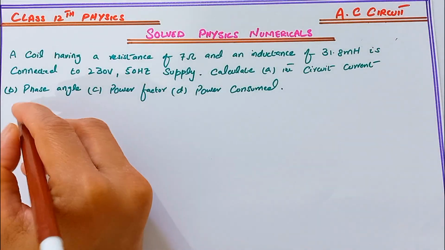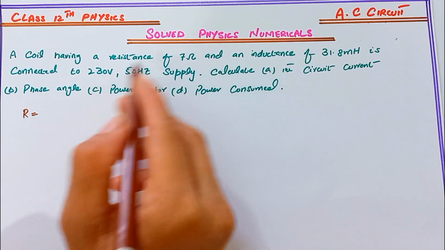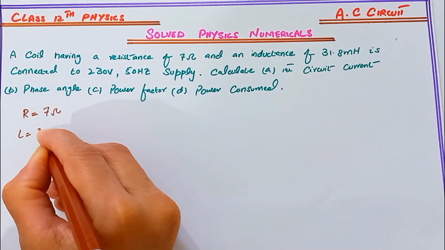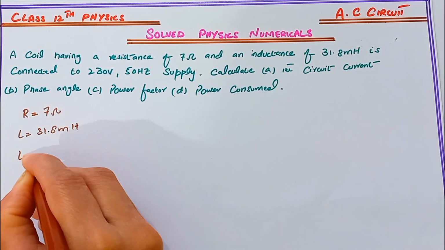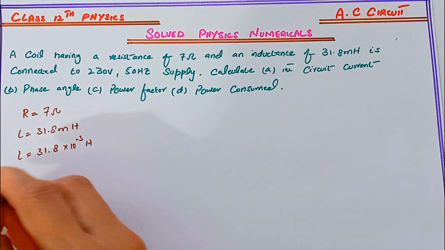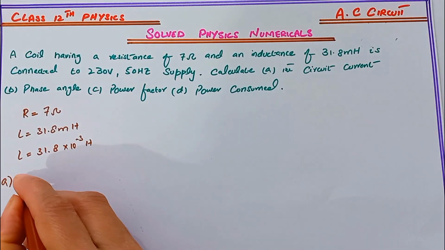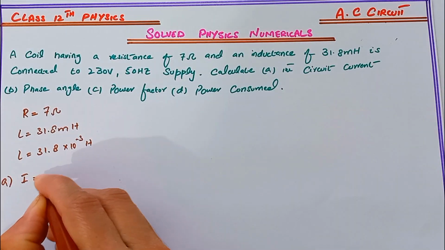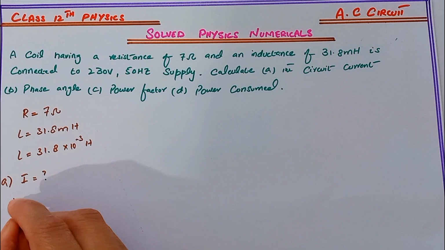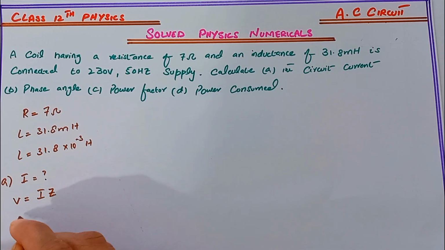So here the resistor that is given is 7 ohm, and the inductor has inductance L equal to 31.8 millihenry, that is L is equal to 31.8 into 10 to power minus 3 henry. Here we find the first part, that is A, the circuit current. We find the circuit current by using the formula V is equal to I Z, and I is equal to V over Z.